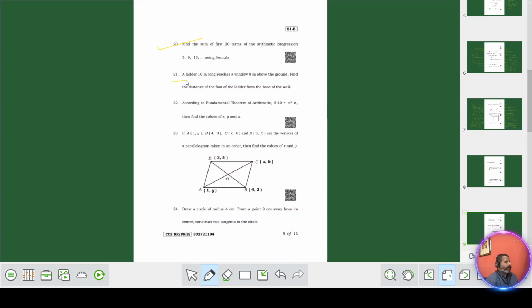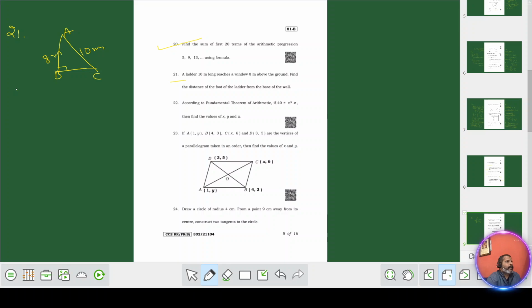It is using the right angle theorem, that is Pythagoras theorem. 21 we will solve. What is given? A ladder of 10-meter length reaches a window 8-meter above the ground. Means there is a window here which is 8-meter above the ground, and this is a ladder which reaches the window, which is 10-meter long. And here this is the 90-degree. We'll call this ABC.